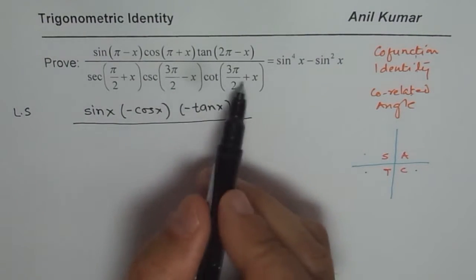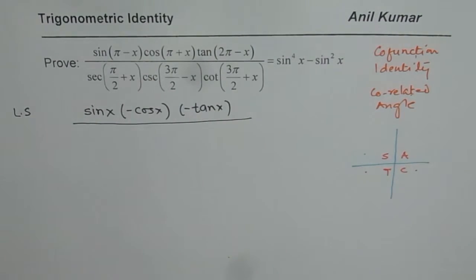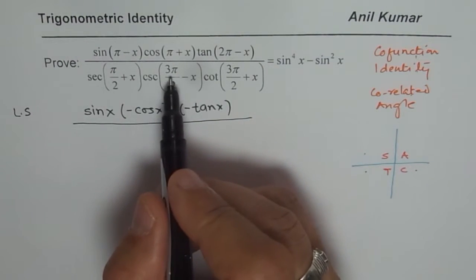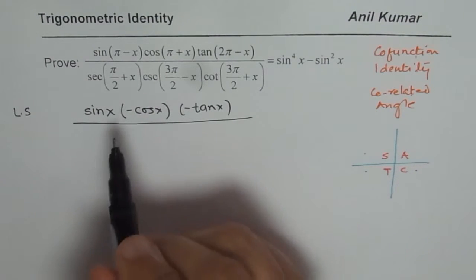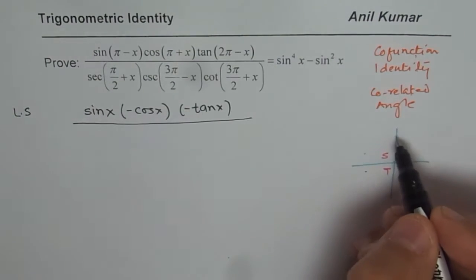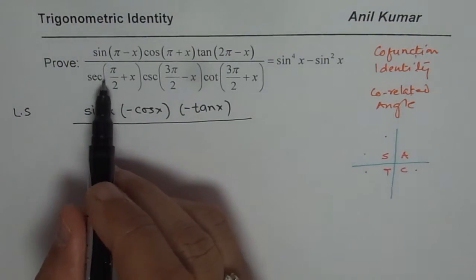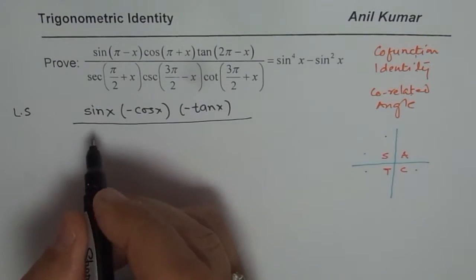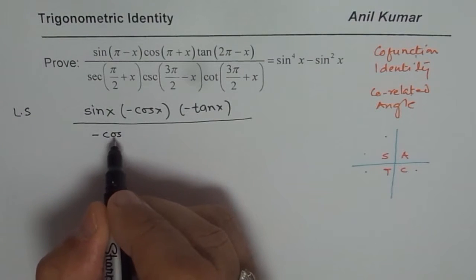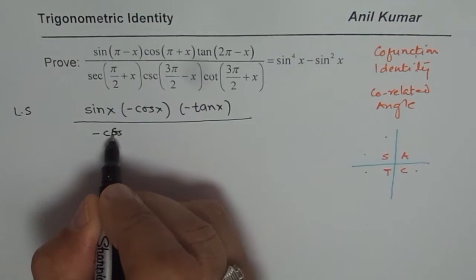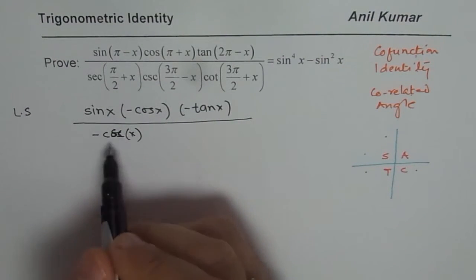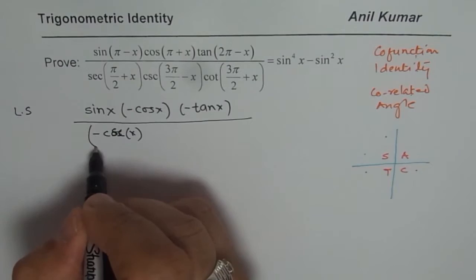Now these are cofunctions, so whenever you get pi by 2 or 3 pi by 2 plus or minus something, secant changes to cosecant, cosecant to secant, cotangent to tangent. We have to only figure out the sign. Secant pi by 2 plus x, you are here. Secant is the reciprocal of cosine, it is negative, so I'll write negative cosecant x. Cofunction of secant is cosecant, right? So it is negative cosecant x.